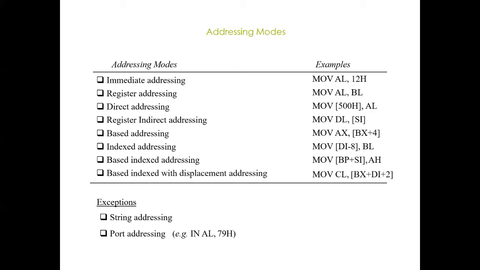In register addressing mode, the operand is placed in one of the 16-bit or 8-bit general purpose registers. Examples: MOV AL, BL; MOV AX, CX; ADD AL, BL; ADD CX, DX. Next is immediate addressing mode.